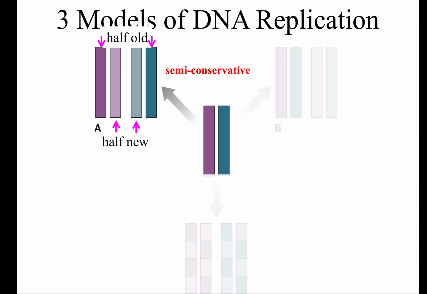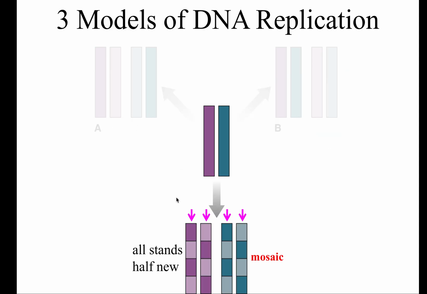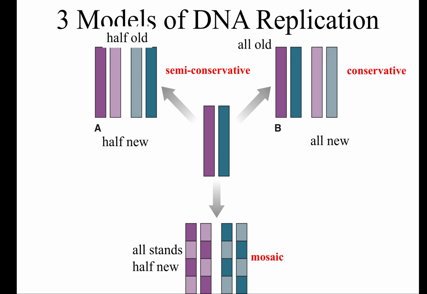Versus in this situation, this has one complete strand that is old and one complete strand that is new. In this situation, each of the strands is part old and part new. And this is called the mosaic model. So there were some scientists called Meselson and Stahl, and they designed an experiment to find out which one of these possibilities is the real thing. How does DNA actually work to replicate itself?